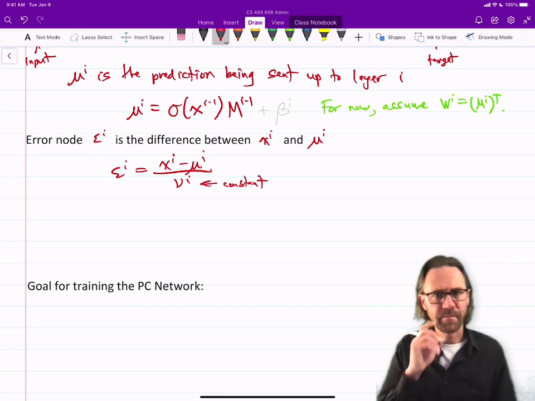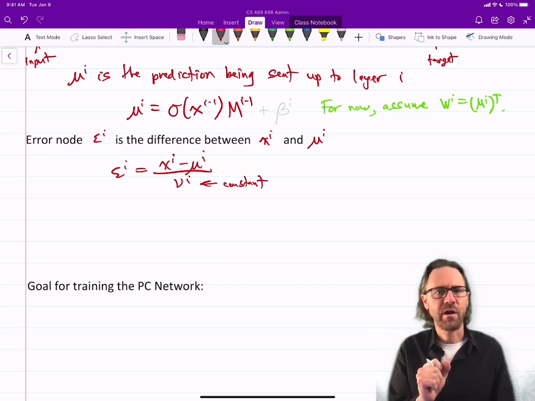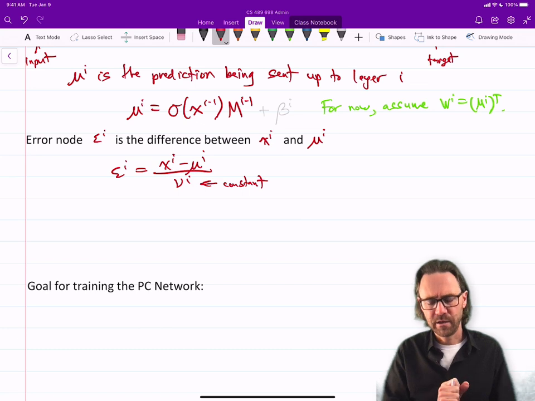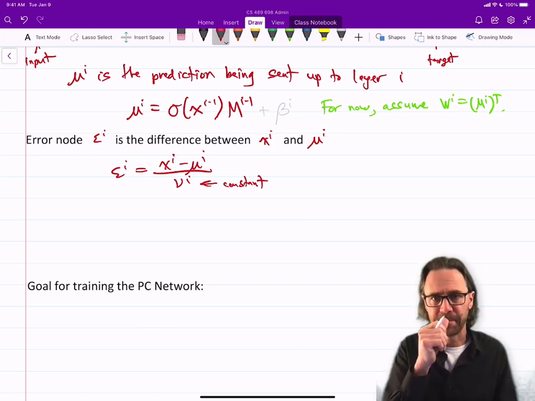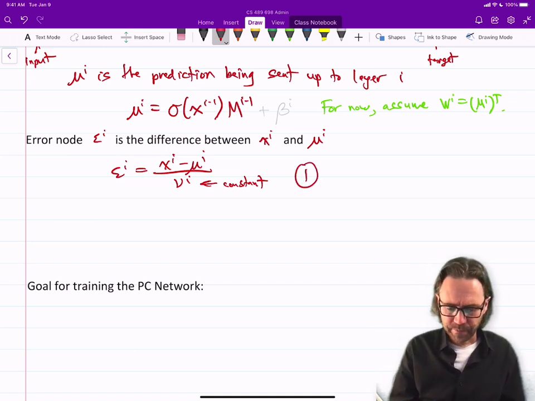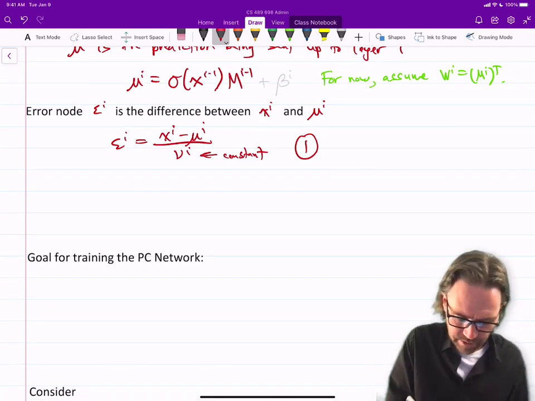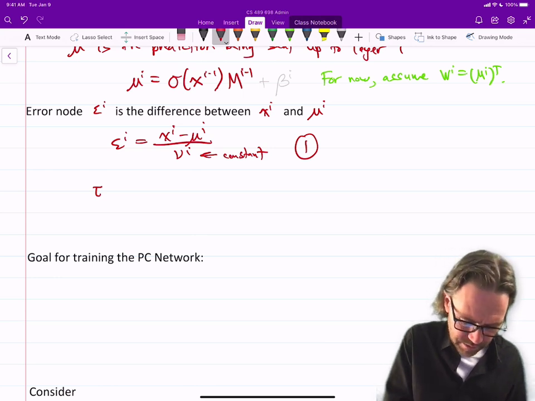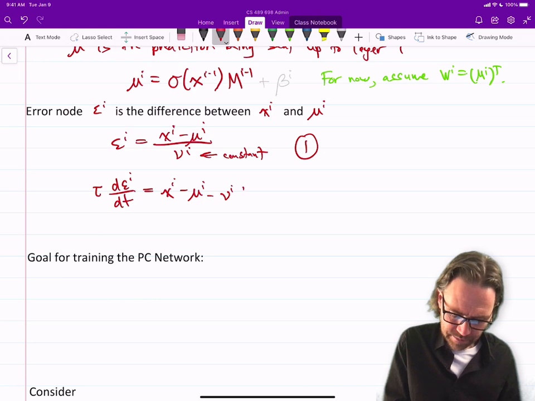I won't talk much about that, but it can scale things according to how much noise you expect there to be in the error between the prediction and the actual value. So let's call this equation 1. Now I'm going to turn that into a differential equation for which that is the equilibrium solution. So some time constant tau times d epsilon I by dt is xi minus mu I minus eta I epsilon I.